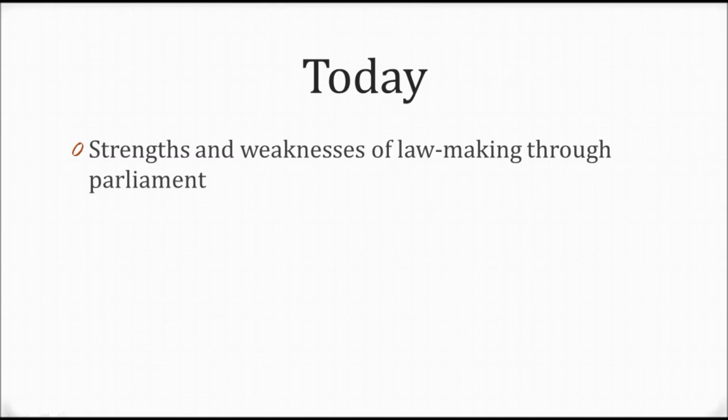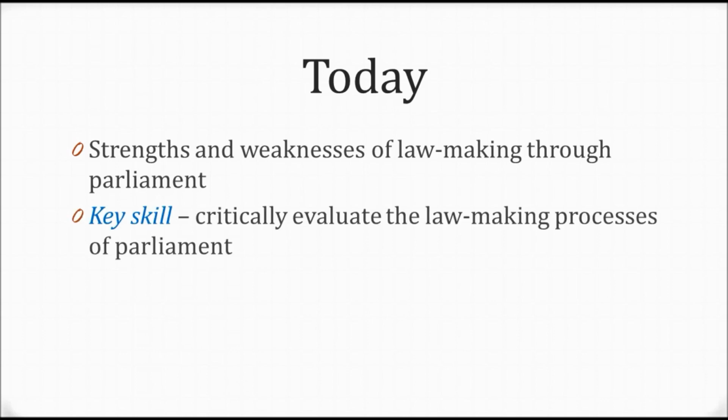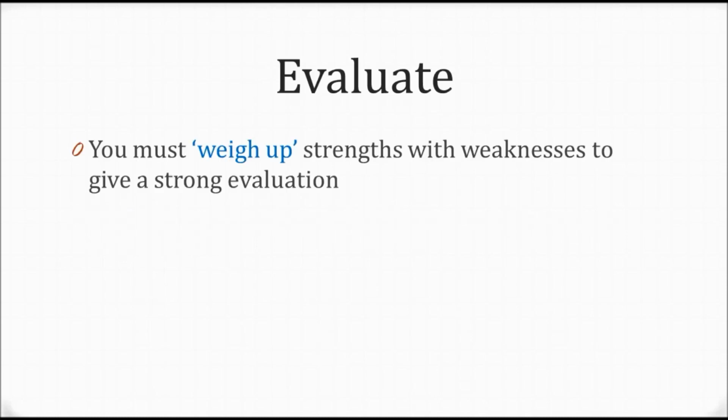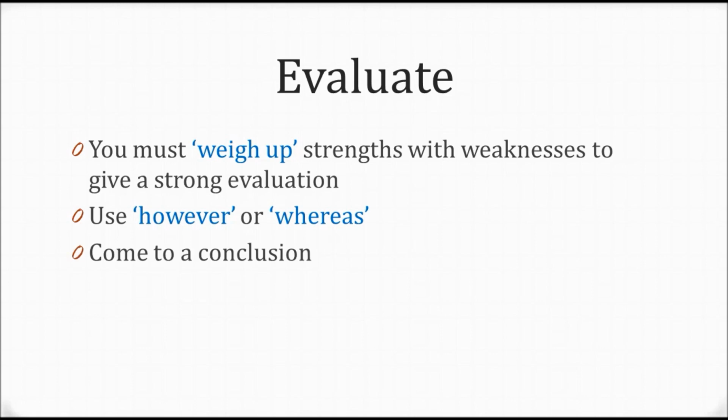Okay, so today we're going to look at the strengths and weaknesses of lawmaking through Parliament. A key skill for this part of the study design is to critically evaluate the lawmaking processes of Parliament. So to evaluate, you need to weigh up strengths with weaknesses to give a strong evaluation. You should use words like however or whereas to weigh the strengths with the weaknesses. You must come to a conclusion as well as to whether what you're evaluating is effective or not.